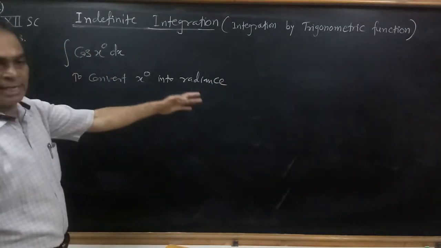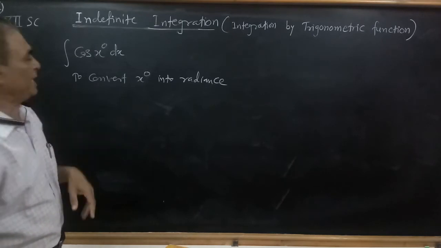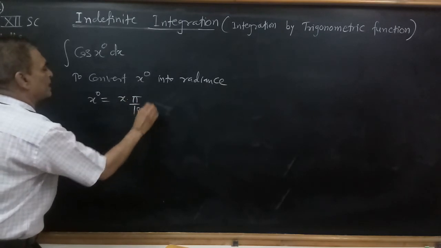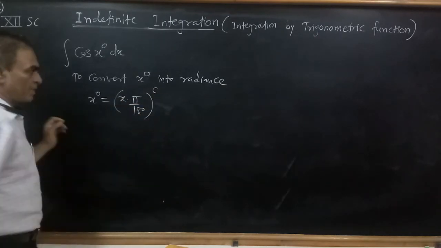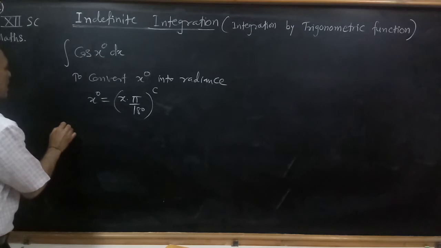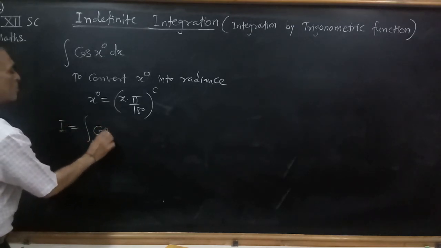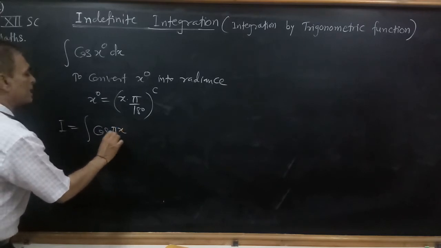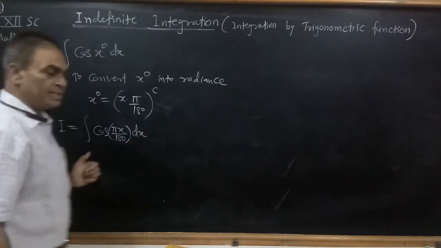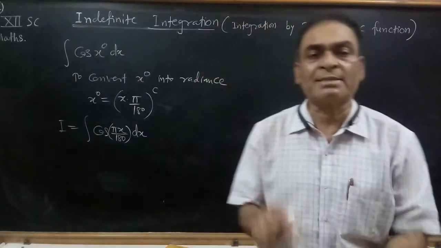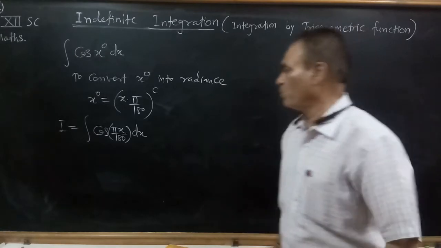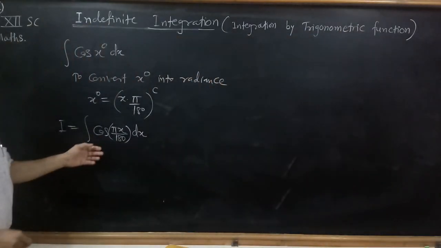How to convert degree into radians? By multiplying by pi by 180. X degree is nothing but x into pi divided by 180 radians. Therefore, our question I equals integration of cos of pi x divided by 180. In calculus, the angle must be in radians, not considered in degrees. That is important. What is the integration of this part?